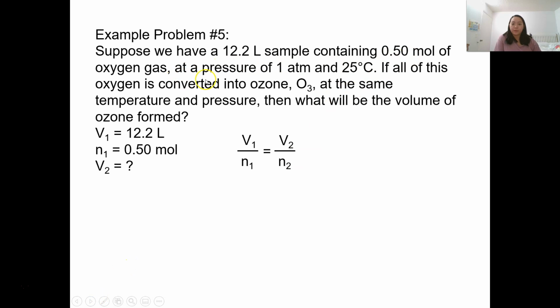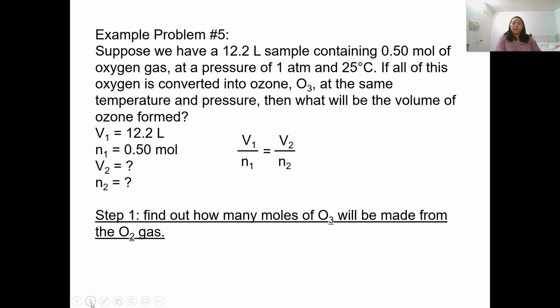V2: do we have V2 after oxygen is converted at the same temperature and pressure? I was not given the volume after this reaction. So V2 is the one I'm being asked for. Then N2, I also do not have. I just know that after this reaction it has the same temperature and pressure, but none of those, temperature and pressure, are in our little equation here. So what should we do?